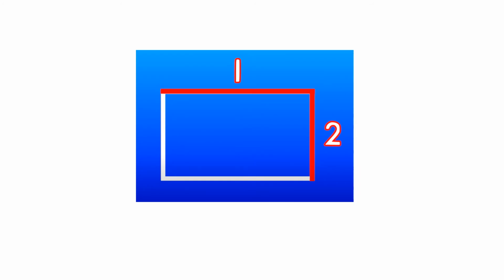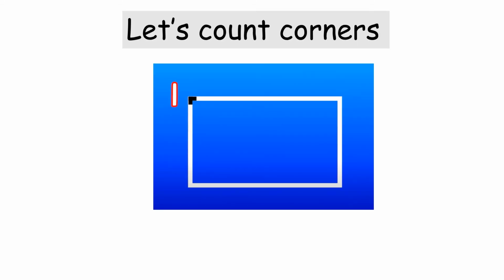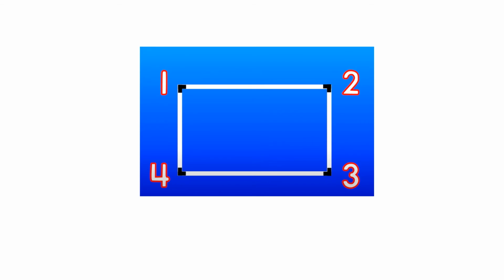Let's count the sides and corners of a rectangle. Are you ready to count with me, children? Let's start. 1, 2, 3, 4. It has 4 sides. Rectangle has 4 sides. Now let's count the corners. 1, 2, 3, 4. So rectangle has 4 corners too.